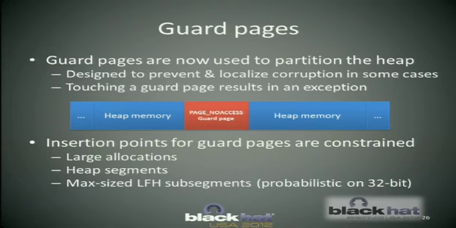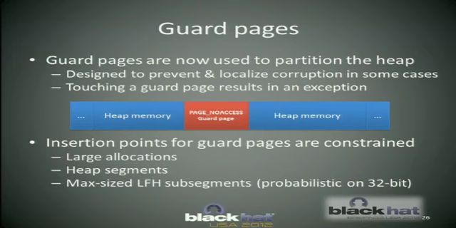So the places that we will insert these guard pages is limited to a few places. We can't just enable them after every allocation because that would not be feasible from a performance perspective. So what we do instead is we take a broader approach where when you do large allocations from the heap, we'll make sure that those have a guard page. When new heap segments are allocated, these are big chunks of memory that the heap uses to slice and dice. We'll make sure that heap segments have guard pages around them.